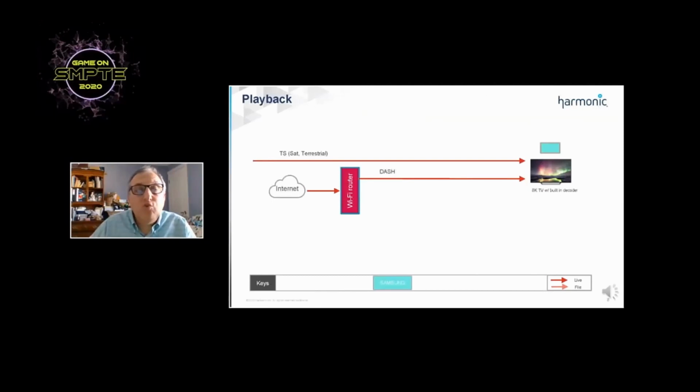On the playback side, the transport stream via satellite or terrestrial can be directly played back by the TV. And here we took a Samsung TV for this demonstration. But second, we are also capable over IP to receive a Dash multi-bitrate stream, sent directly to the TV. And this is something we have demonstrated at the IBC 2019 with our friends at Samsung.